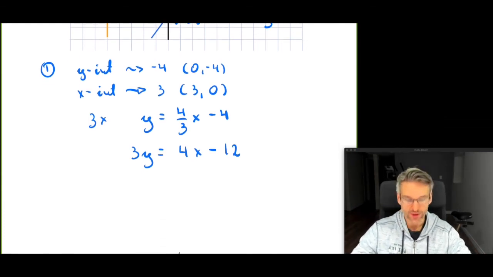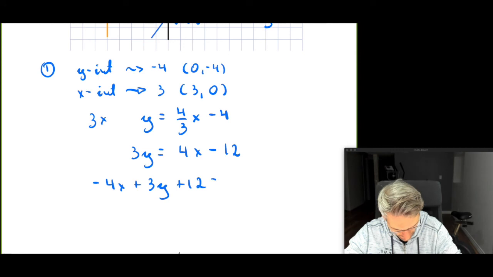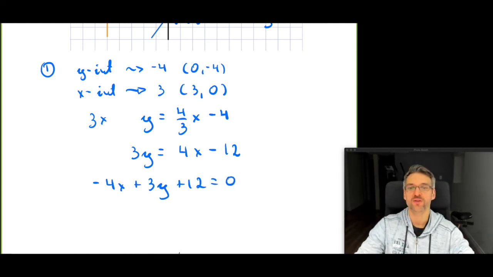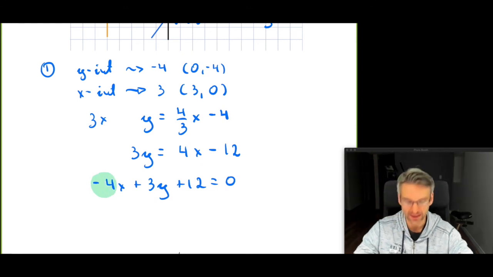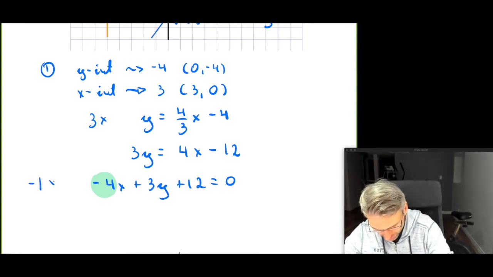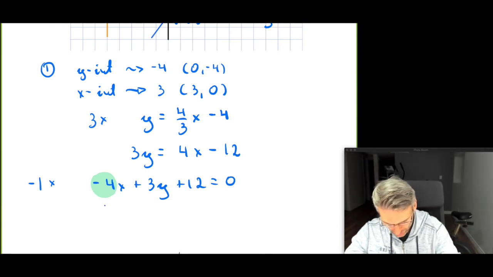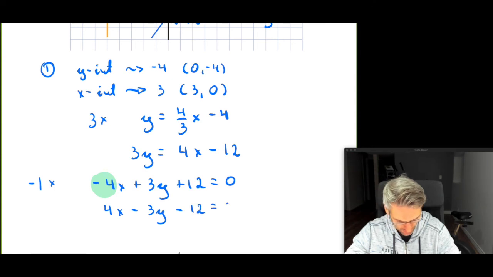And now I'm going to shift the 4x and the negative 12 to the opposite side. So I'm going to get negative 4x plus 3y plus 12 is equal to 0. We're almost there. If you recall, in standard form, we do not like to have a negative leading coefficient in front of the x. So in order to do that, we just multiply it by negative 1. So that's going to be 4x minus 3y minus 12 is equal to 0.